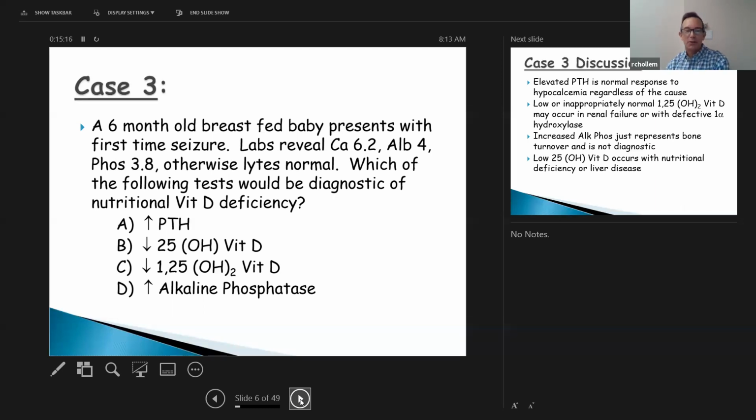So don't make it too hard. What lab test has to be low or abnormal if it's nutritional, based on the sequence of activation of vitamin D? 25. Ooh, did somebody say something? 25. Yes, whoever said that, the 25 hydroxy D, right?